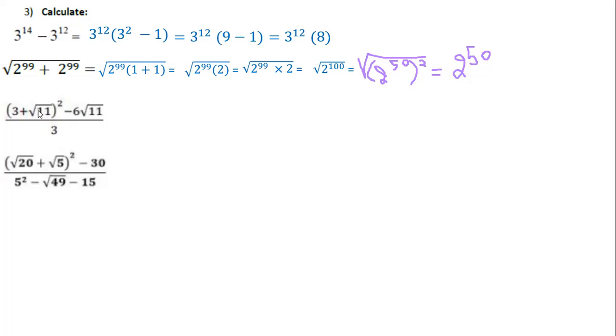Now radical 11, we want to square it. The square cancels the radical, so it equals 11. Bravo. So this is my answer, as Mariam said.